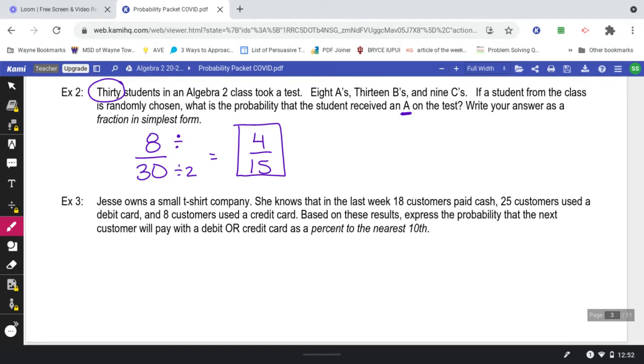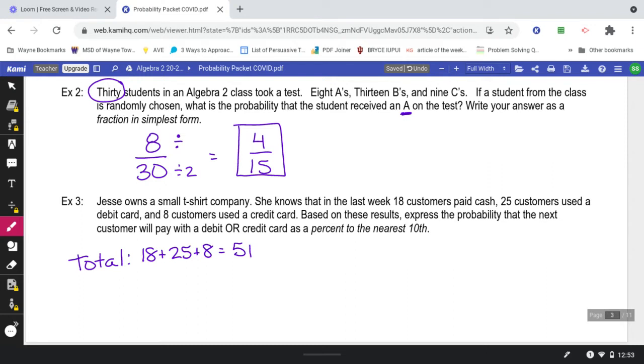So nowhere in this problem did they tell me the total, so I've got to figure that out. We had 18 customers pay with cash, 25 with a debit, and 8 with a credit, giving me a total, as I add on my calculator, 51 people.